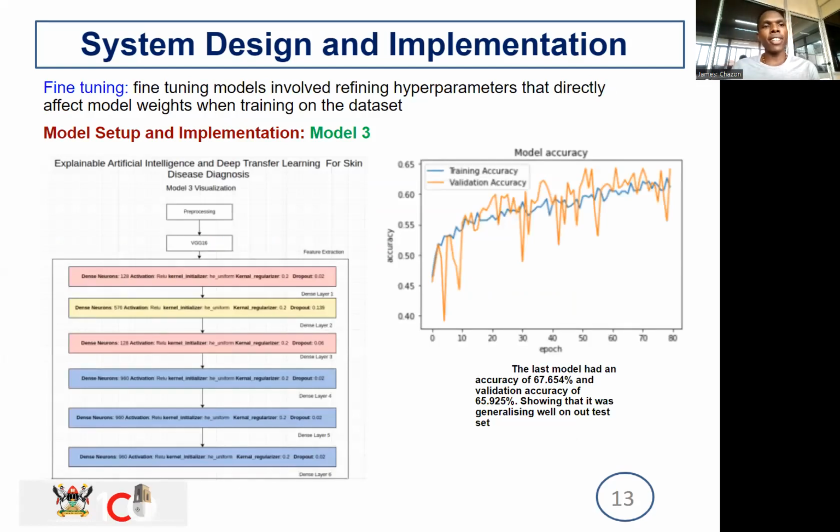So fine tuning: under fine tuning, we looked at finding parameters that directly affect the model during training. What we did under fine tuning was remove the last layer of VGG16 and replace it with a new classifier, which classified the input images based on the activation from the feature extraction phases. And that's all I have to say about that.